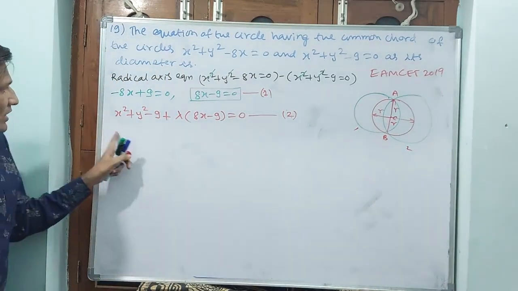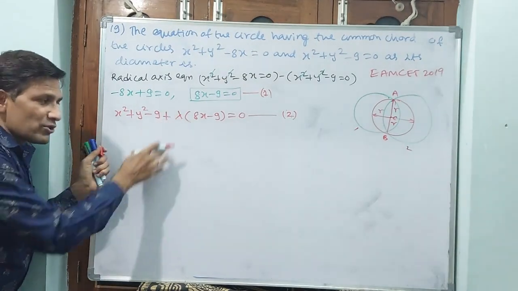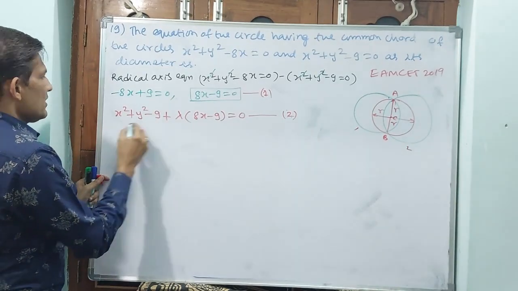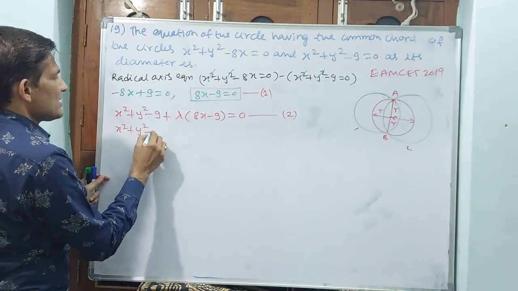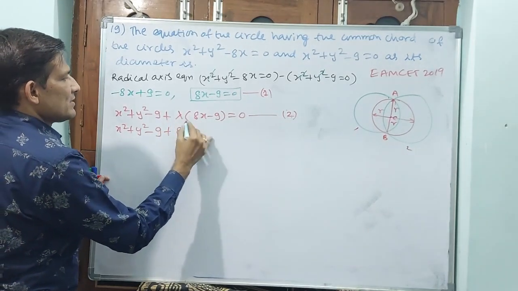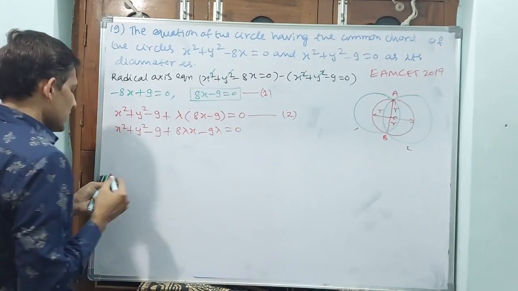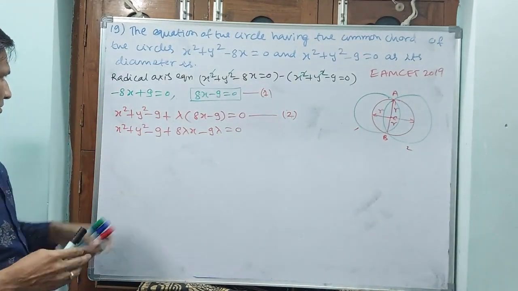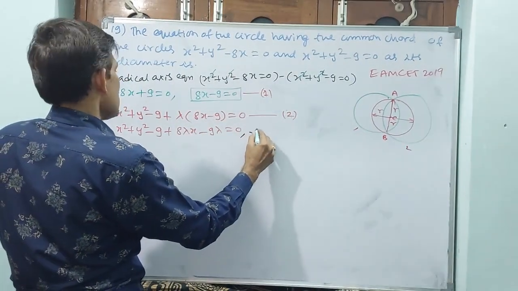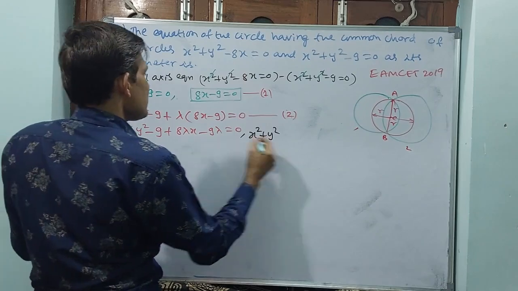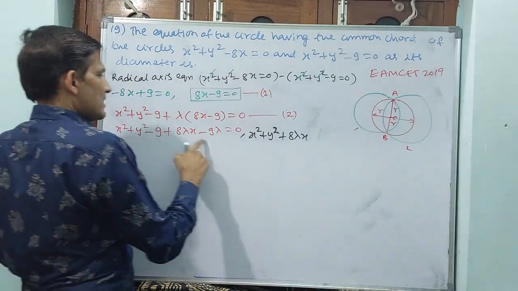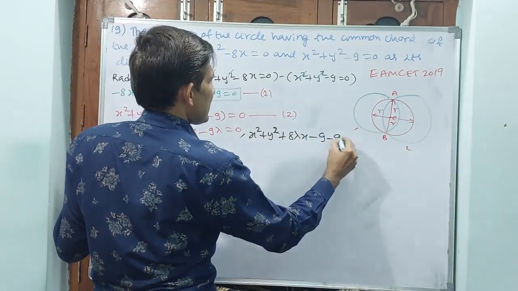You understand? But you expand this, because after expansion you take center and radius, whatever you made. You see, x square plus y square is not going to change. Minus 9 plus 8 lambda x minus 9 lambda equal to 0. Okay, see again, constant is okay. I am writing like this. x square plus y square, but 8 lambda x you write first. 8 lambda x minus 9 minus 9 lambda equal to 0.